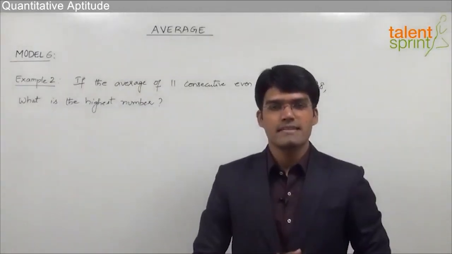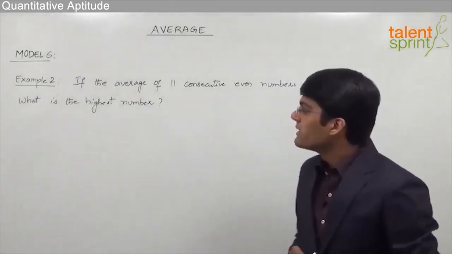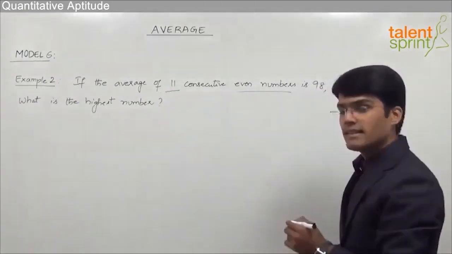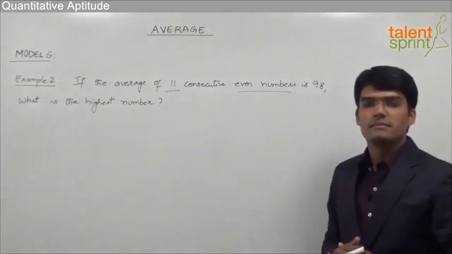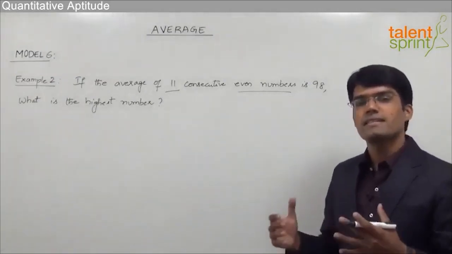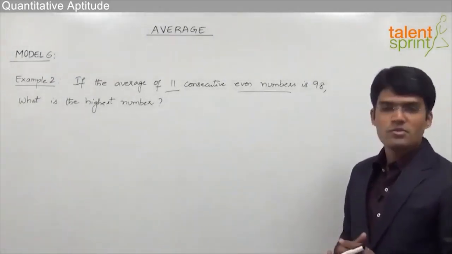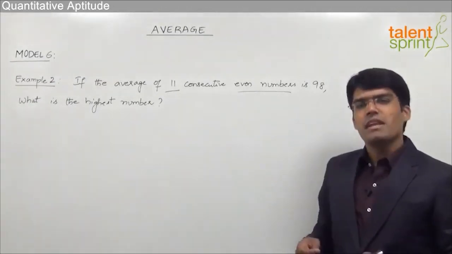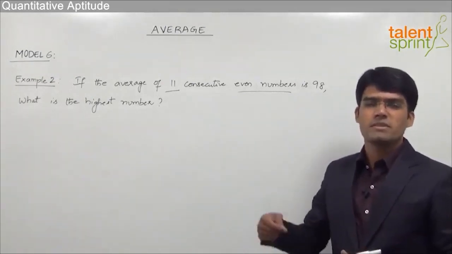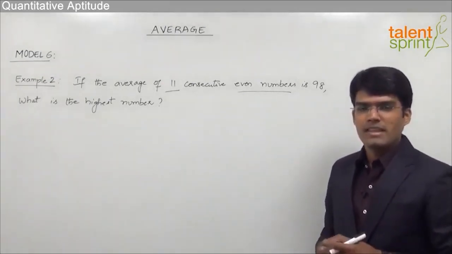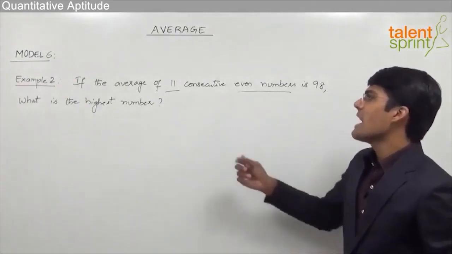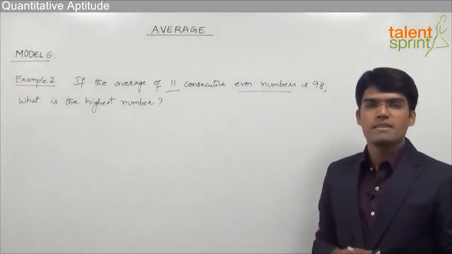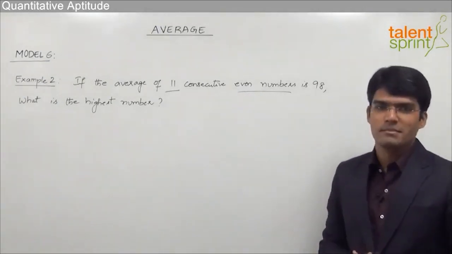Let us now discuss another example based on consecutive numbers. The question here is, if the average of 11 consecutive even numbers is 98, what is the highest number? So here the average for 11 consecutive even numbers is given and we are supposed to find out the highest number. To solve this question, we need not take all the numbers as x, x plus 2, x plus 4 and so on and waste our time. Instead of that, we can simply understand that the average for consecutive even numbers should always be the middle number. So with the help of this point, let us find out what can be the highest number.